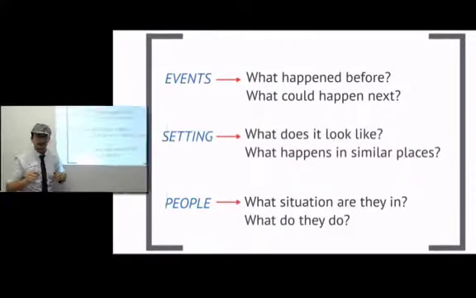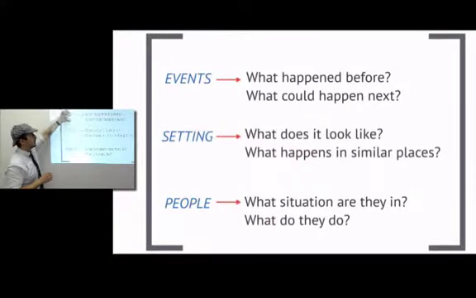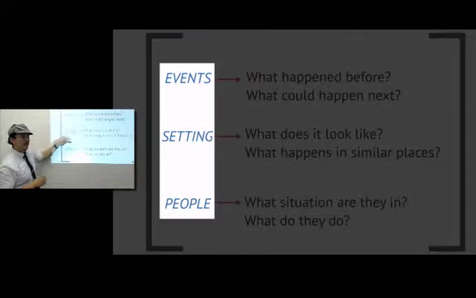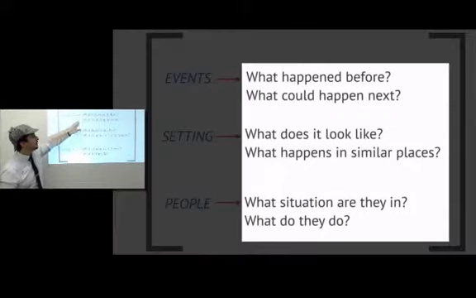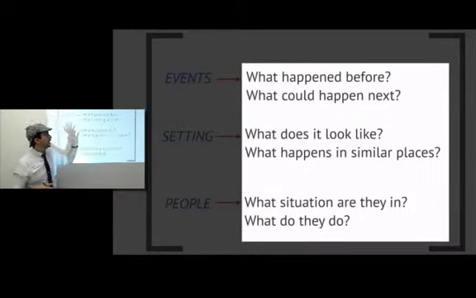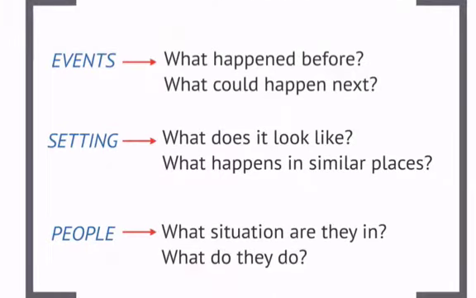And the second step is to gather details for each of these three categories. ESP stands for events, setting, and people that you're reading about. And here's two good reflection questions for the students to practice. What happened before? And what could happen next? Then move on and collect some details about the setting. What does the setting look like? And of course, connect it to some of your outside personal experience by asking what happens in similar places.